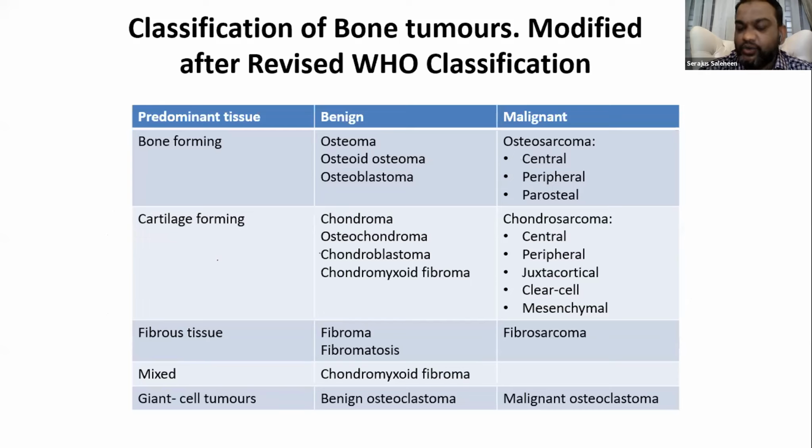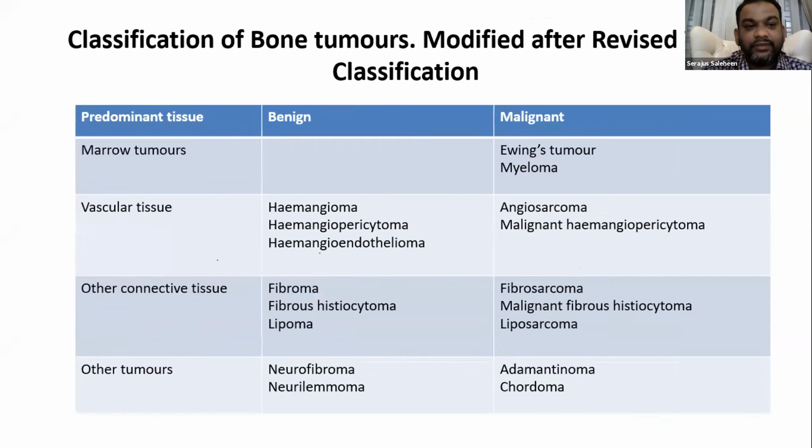The bone-forming benign tumors are osteoma and osteoblastoma, and the malignant form is osteosarcoma. Cartilage-forming benign bone tumors are chondroma, osteochondroma, chondroblastoma, and chondromyxoid fibroma, and the malignant form is chondrosarcoma. In fibrous tissue origin, the bone tumors are fibroma and fibromatosis, and the malignant form is fibrosarcoma. The mixed variety is the chondromyxoid fibroma, and there is another variety, the giant cell tumor. When the predominant tissue is the marrow, the malignant form is Ewing's tumor, and in adults, multiple myeloma.